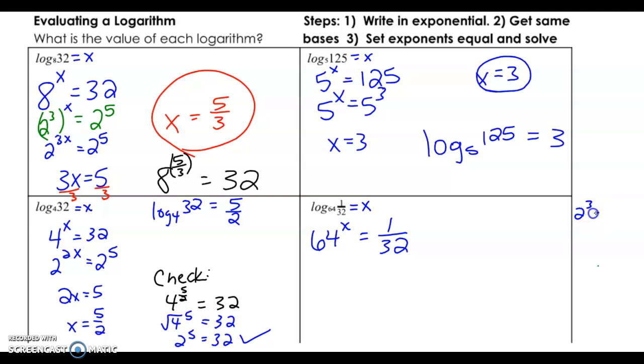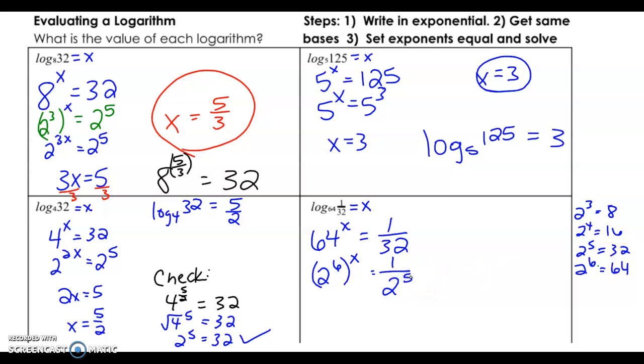So we know 2 to the third is 8. 2 to the fourth is 16. 2 to the fifth would be 32. 2 to the sixth would be 64. So we can rewrite 64 as 2 to the sixth all to the x power. And the 1 over 32, that's 1 over 2 to the fifth.